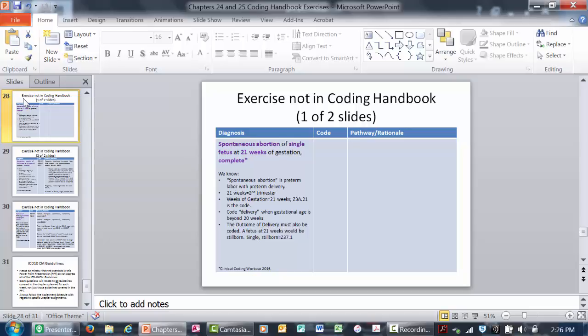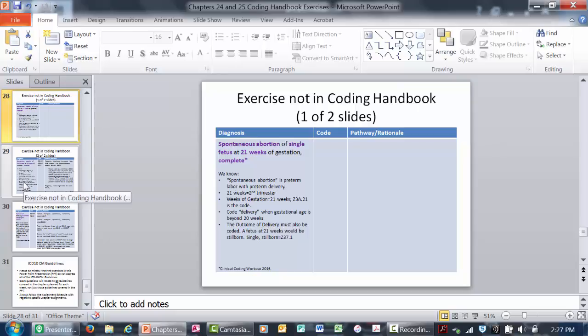Spontaneous abortion is really preterm labor with preterm delivery. So that helps you know how you're going to code it. 21 weeks is the second trimester. And if your gestational age is beyond 20 weeks, you're going to look up delivery instead of abortion. And the outcome of delivery, we have to code it, but you notice it didn't tell us live born or not, but obviously at 21 weeks a fetus can't survive. So a fetus at 21 weeks would be stillborn. So that's how you get that Z37.1 code.